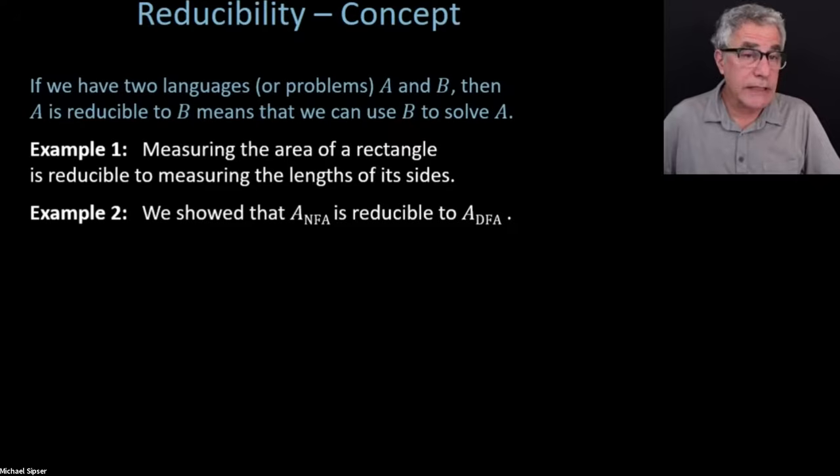So here's another example that we've already seen. We didn't call it a reducibility, but if you remember back a couple of weeks ago, we were talking about the languages ANFA and ADFA, the acceptance problems for NFAs and DFAs. And we gave a way of solving the ADFA problem. As you remember, the Turing machine simulated the finite automaton. And we solved the ANFA problem not by doing it directly, but by converting the NFA to a DFA and then using the solution for ADFA. In effect, what we were doing was reducing the ANFA problem to the ADFA problem.